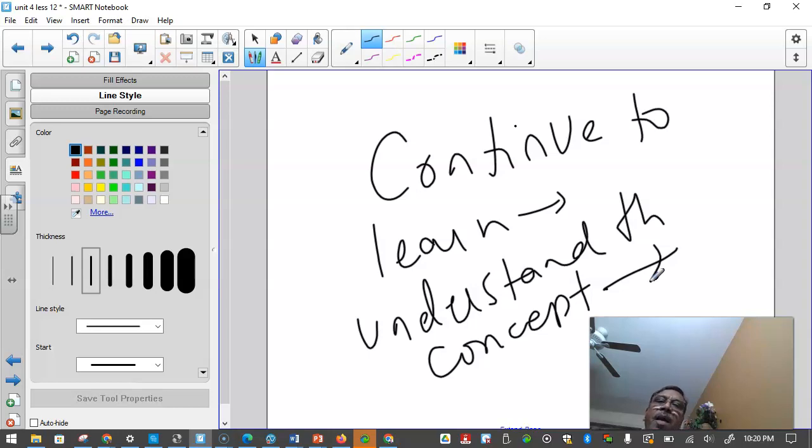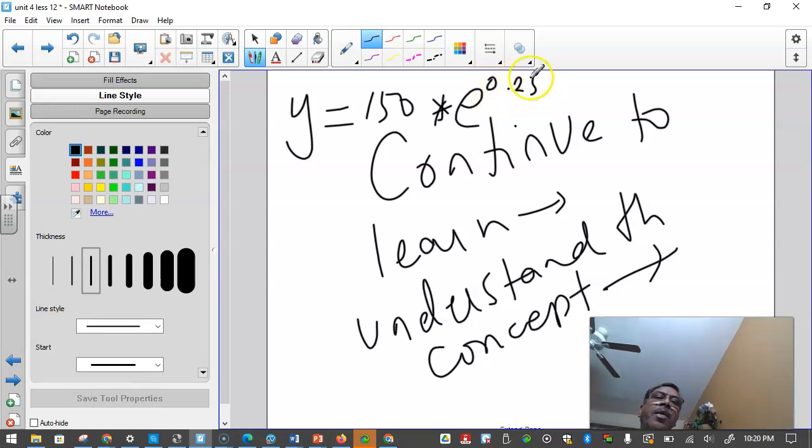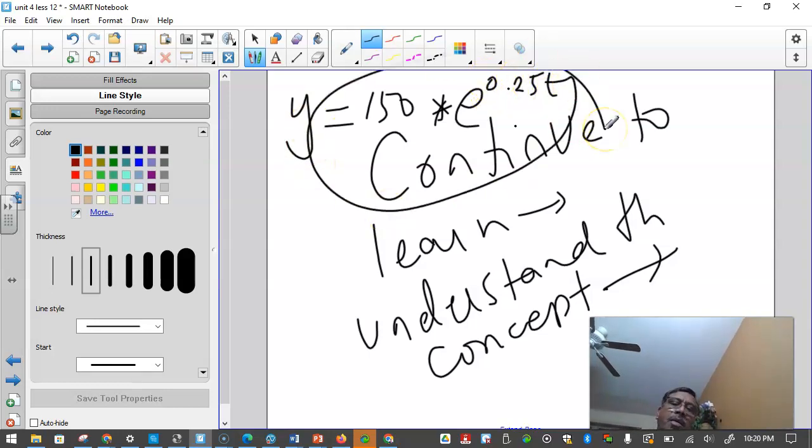I can give an example. Let's say there is money put in the bank, $150, and we want it to grow continuously, and I just put here 0.25t, and you have to say, what's the growth factor or what's the growth rate? If you can know that and how the graph will look, that would be so great.